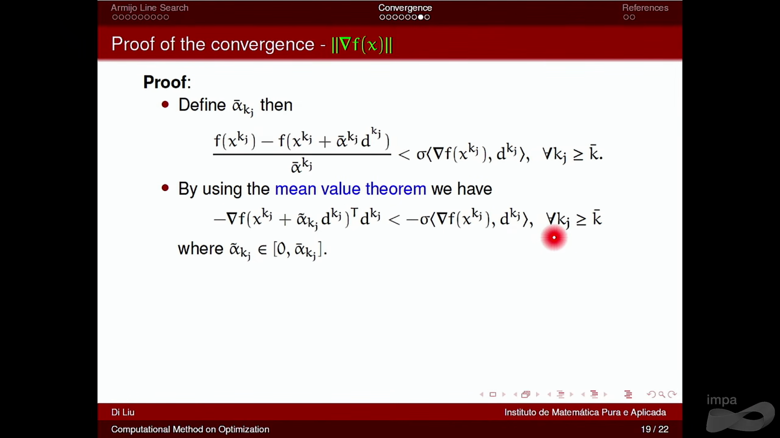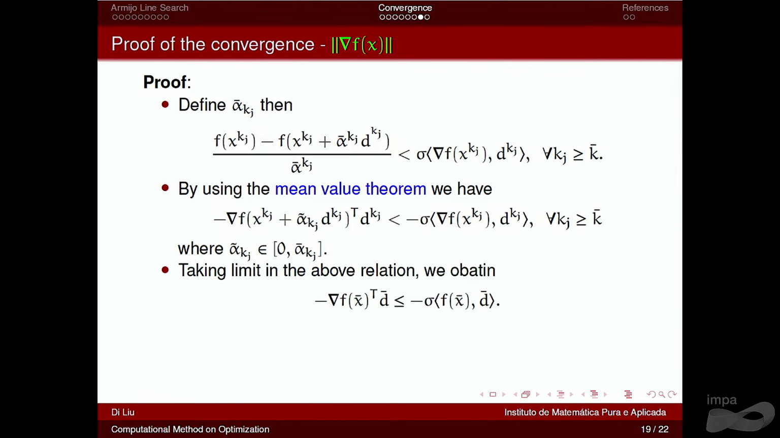So this is just the mean value, which also satisfies for any kj greater than k bar, okay? And then we take the limit, okay? On the left side we have this, because we already got that this alpha kj approaches 0, so the xkj approaches its limit, so it's x bar, okay? And this dkj approaches d bar, okay? It's the same on the right hand side of this inequality, so we got this one, okay?